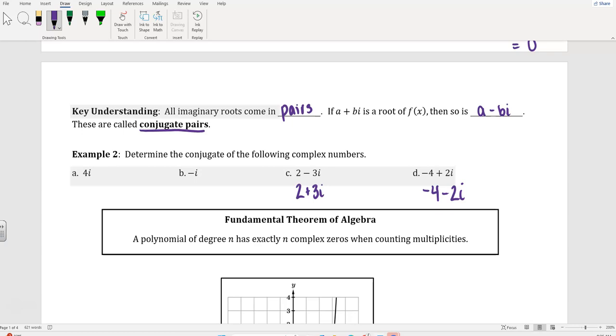A and B don't have a first number, and that just means that number is 0. So if I've got positive 4i, then negative 4i is the zero that goes with it. Or you can think of 0 plus 4i and 0 minus 4i. And then if I have negative i, then positive i is my conjugate that goes with it.